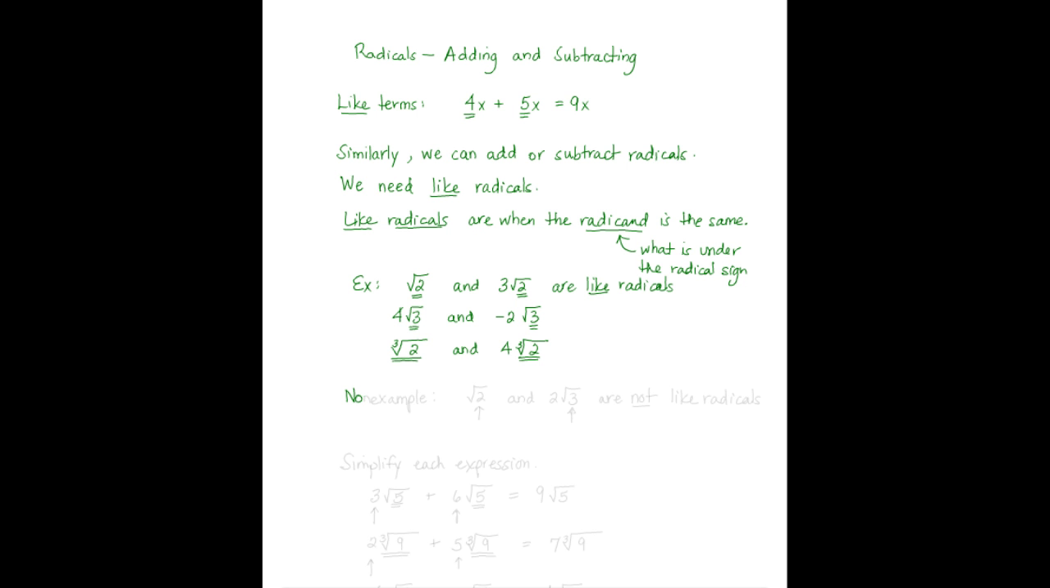What would be a non-example? The square root of 2 and 2 square root of 3 are not like radicals. You'll notice that the 2 and the 3 are not the same. That indicates that we do not have like radicals.